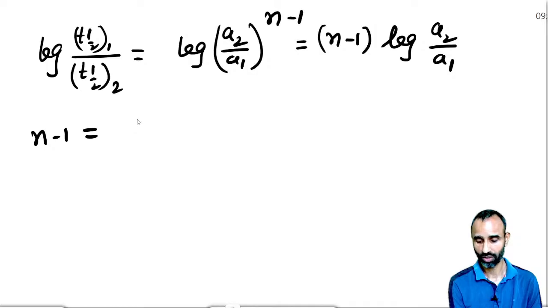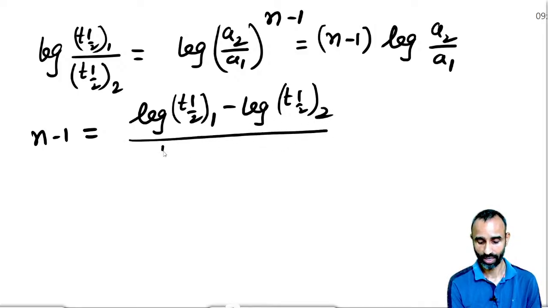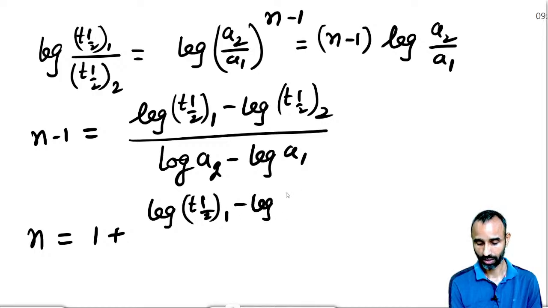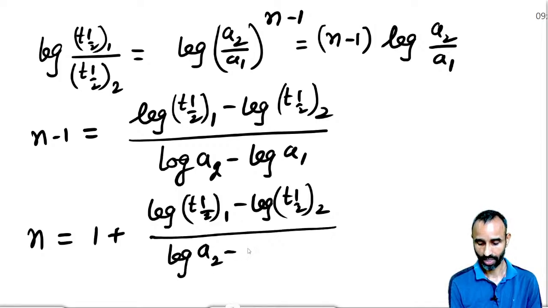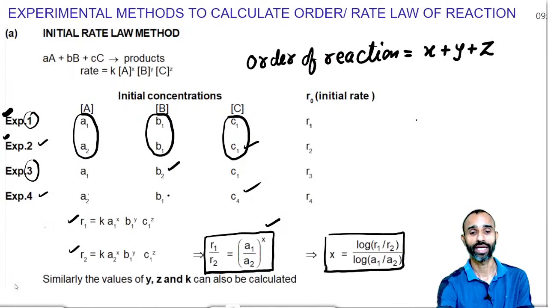n minus 1 is equal to log of t half 1 minus log of t half 2 divided by log of A2 by A1, that is log A2 minus log A1, and in this way n comes out to be 1 plus (log of t half 1 minus log of t half 2) divided by (log of A2 minus log of A1). So from the half-life periods given, we can calculate the order of reaction.